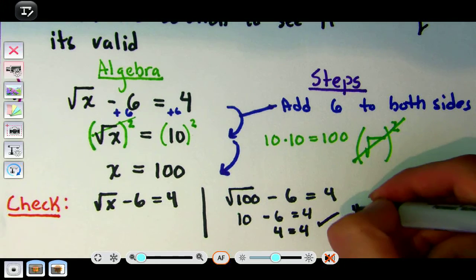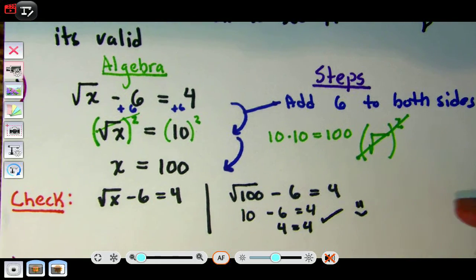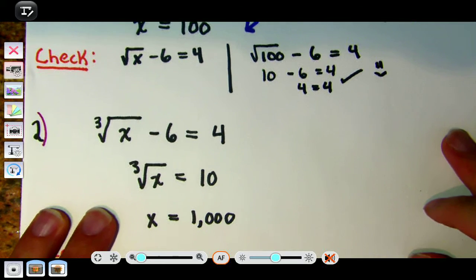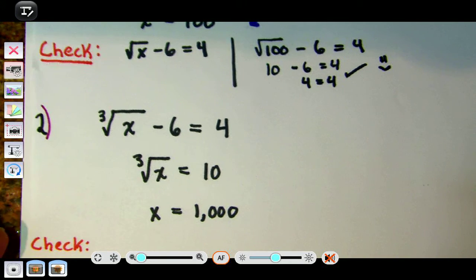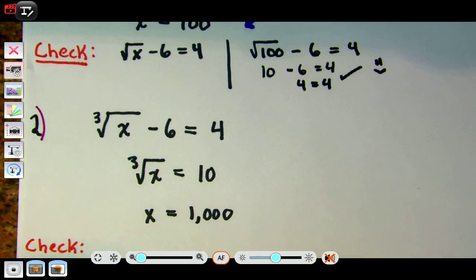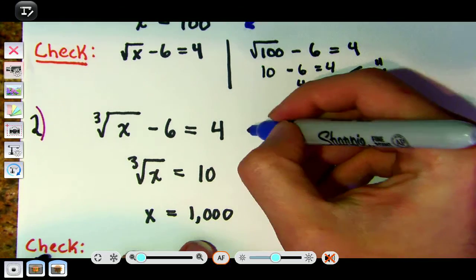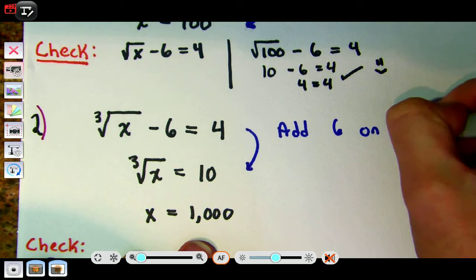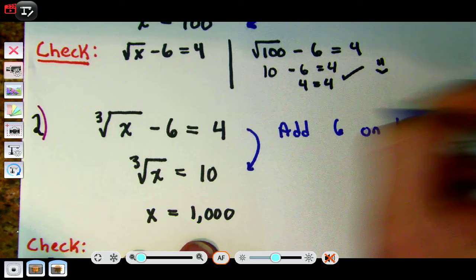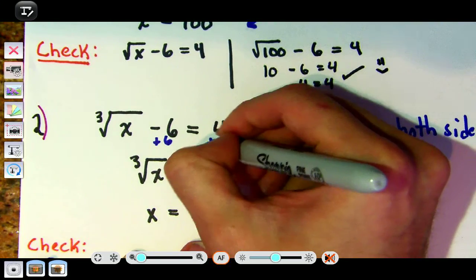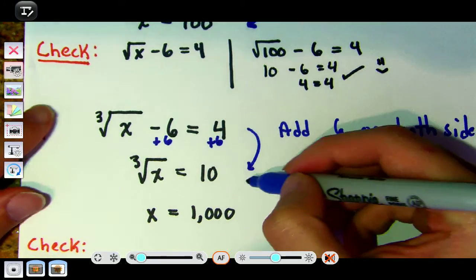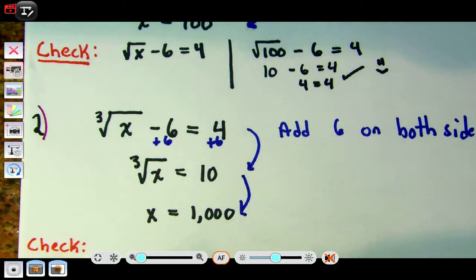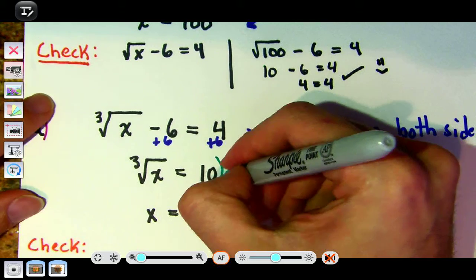Happy face. All right. What I'd like you to do is try and follow the next one by yourself. Same kind of idea. Here, what was the first move we did? We, again, add 6 on both sides, okay? Because we do plus 6, plus 6. And then now notice, how did we get from here to here? What are we doing? We are cubing both sides.